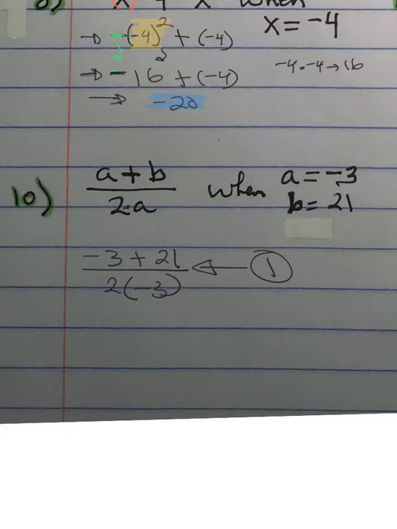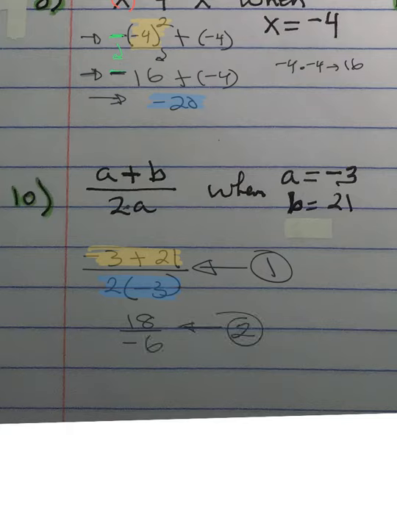Then we're just going to figure out what the numerator is by doing -3 plus 21. And -3 plus 21 is +18. And then we're going to do the denominator's expression. The denominator expression says 2 times -3. And 2 times -3 is -6. So that should be everybody's second line.